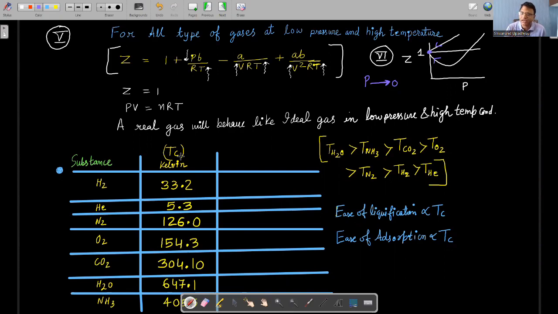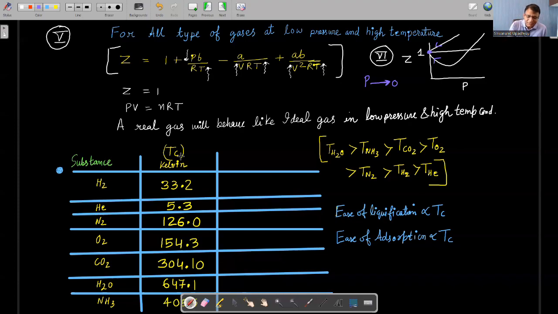So for liquefaction of a gas, there are two factors which we should consider. One is thermal energy and the other is intermolecular attractive forces. If the attractive forces dominate over thermal energy, then only the gas molecule can be liquefied. So for liquefaction, intermolecular interaction should be more than thermal energy. So if a gas is liquefying at higher temperature, means at higher temperature also its attractive forces are dominating over thermal energy, means the gas has a tendency to form bonds. So the gas can be easily liquefied.